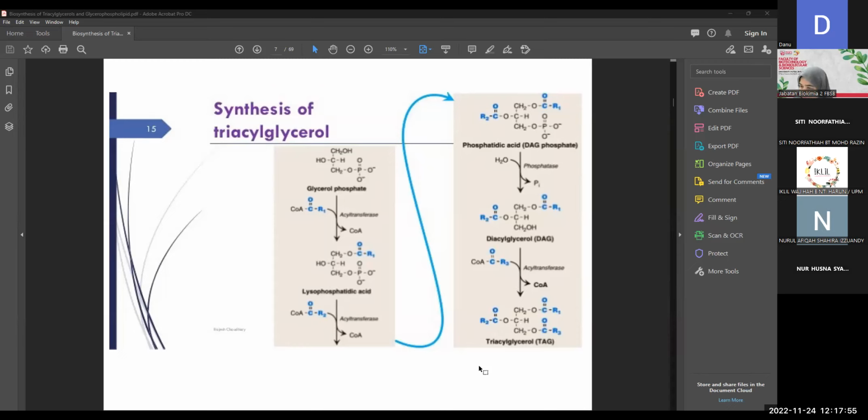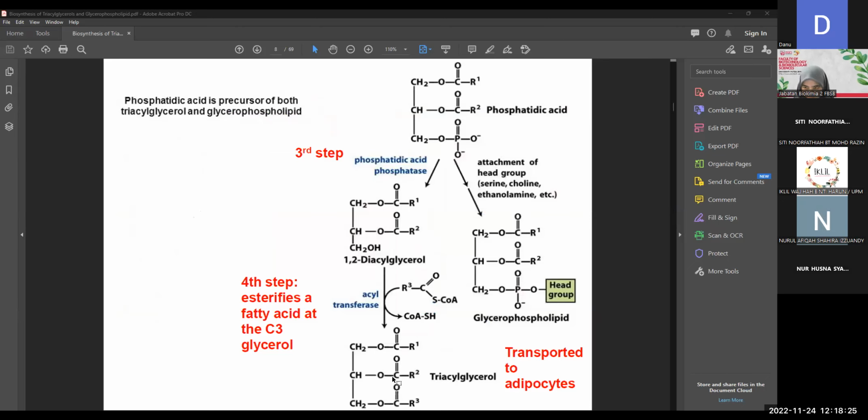Now we get triacylglycerol. So the most important key intermediate is phosphatidic acid. You need to know its structure, and how it can be synthesized from either glycerol 3-phosphate or dihydroxyacetone phosphate, and from phosphatidic acid, how we can get triacylglycerol. This is another diagram showing how to produce triacylglycerol from phosphatidic acid.